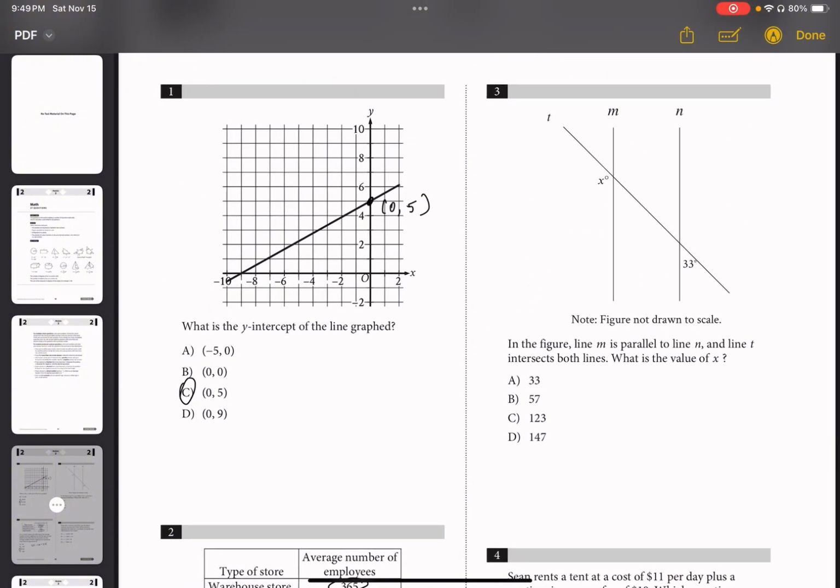In the figure, line M is parallel to line N and line T intersects both lines. What is the value of X? For this question, you need to know your geometry rules, your angles. So these angles are going to be equivalent, and then these angles are going to be equivalent, and then these angles are going to be equivalent, and these angles are going to be equivalent. So looking at that, we have 33 here and 33 here. And that means these angles too are going to be the same. So 33 here and 33 here.